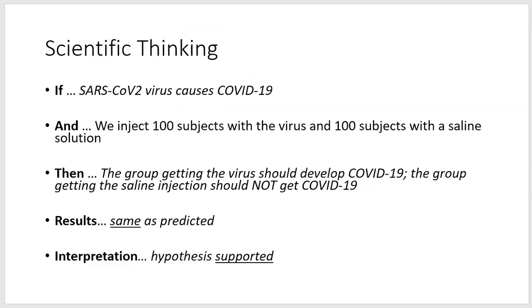So our case study will be, again, the coronavirus. And here I've laid out all of the different parts of our thinking format. Let's take it one at a time. First up is the hypothesis. So if the SARS-CoV-2 virus causes COVID-19. Again, notice it's a form of A causing B.